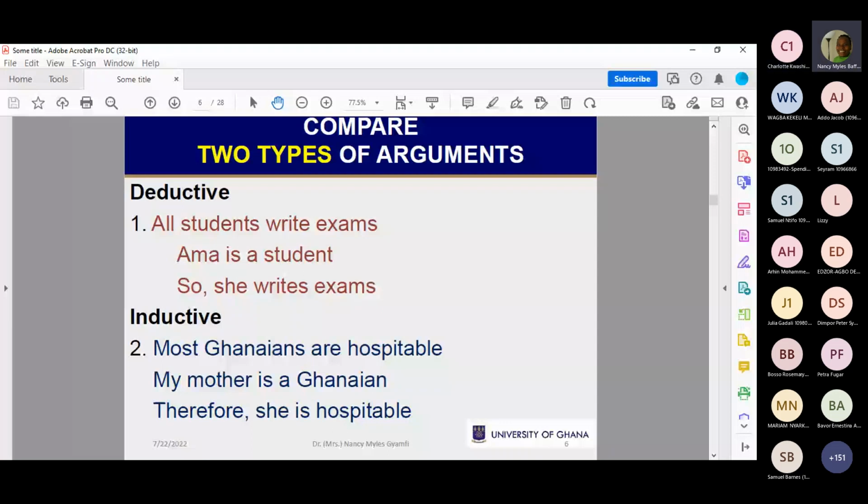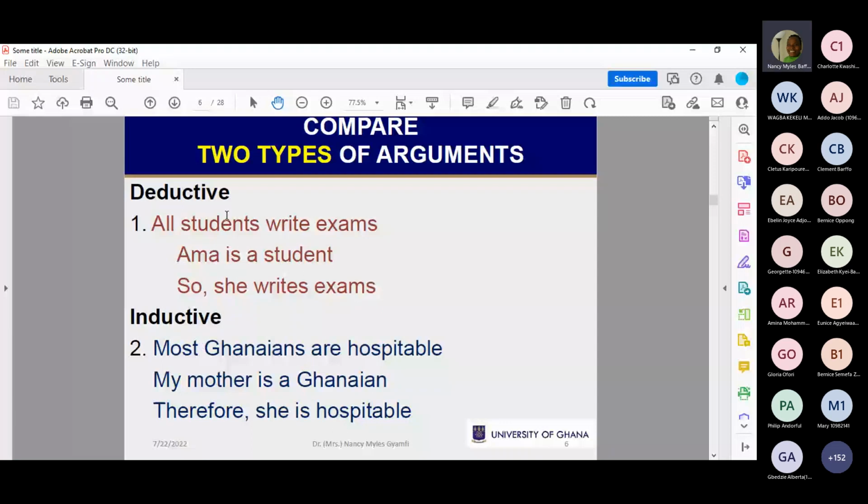I think you can see that if we were even to assume that most Ghanaians are hospitable, and we also accepted it to be true that my mother is a Ghanaian, we are not obliged necessarily to accept, therefore, that she is hospitable. Because my mother could be part of the few. See, when I say most Ghanaians are, I haven't said all Ghanaians are. So this conclusion I want to draw, that therefore my mother is hospitable, doesn't necessarily follow from the given premises. That's why this reasoning is inductive, not deductive.